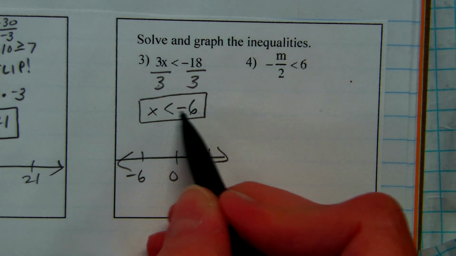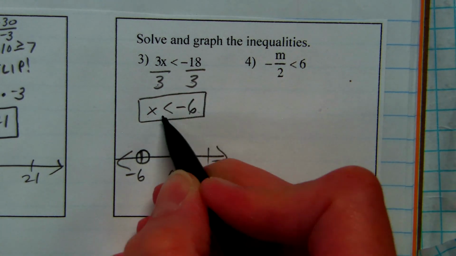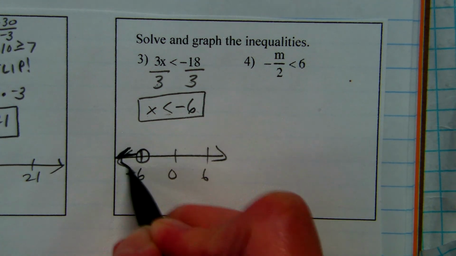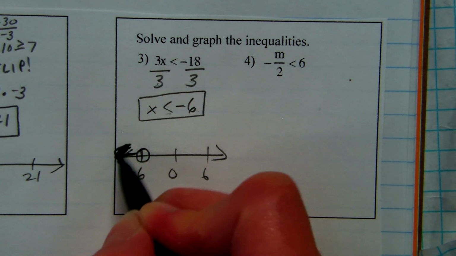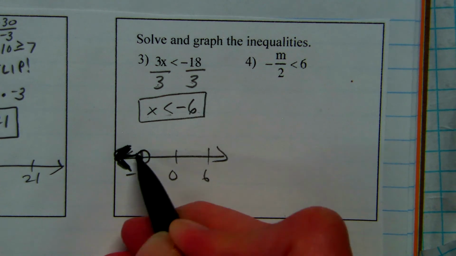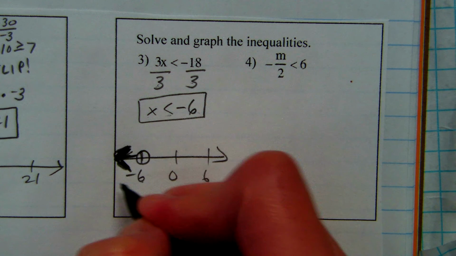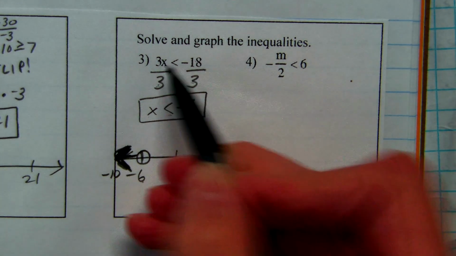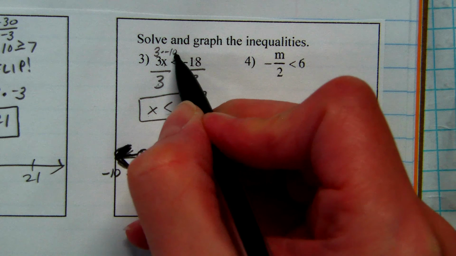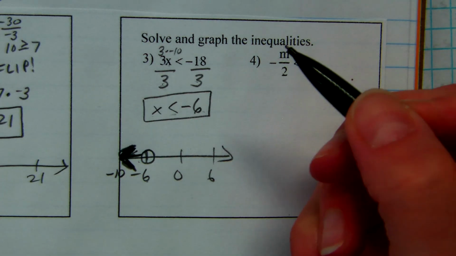So x is less than -6. I could put my circle at -6. I don't fill it in because I don't have that equal to bar. And then everything less than would go over here. Anything less than -6 is just going to be more negative than -6. So I could pick something easy like -10 to put in. I could take 3 times -10, which would be -30, and that is smaller than -18 because it's further left on the number line.